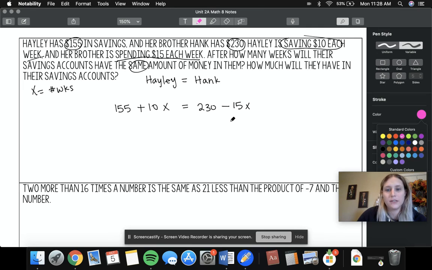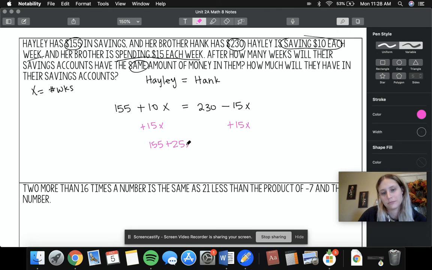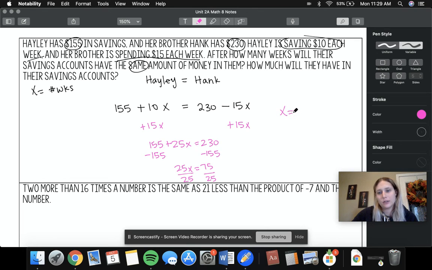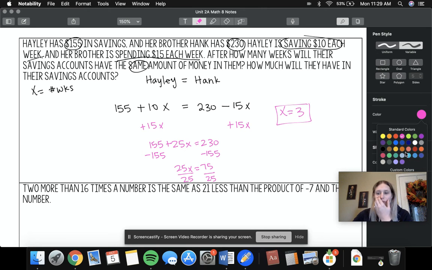All right, now we're going to solve this. So we're going to add 15x. And then we are going to subtract 155. Get 75. Divide by 25. And we get x equals 3. Okay. So how many weeks will it take for them to have the same amount of money? So the answer is 3 weeks.